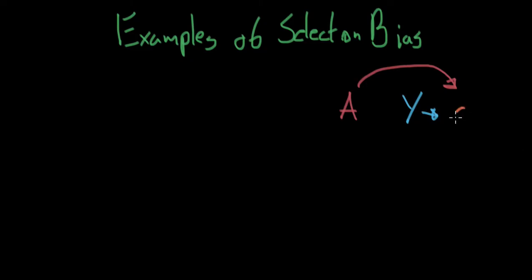I'll give C this orange color. And we are conditioning upon C. I call this C because in a way we are censoring the population, as you'll see in just one moment. Okay, let's do some examples.